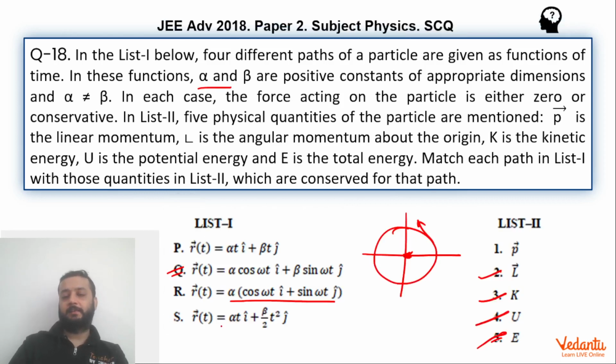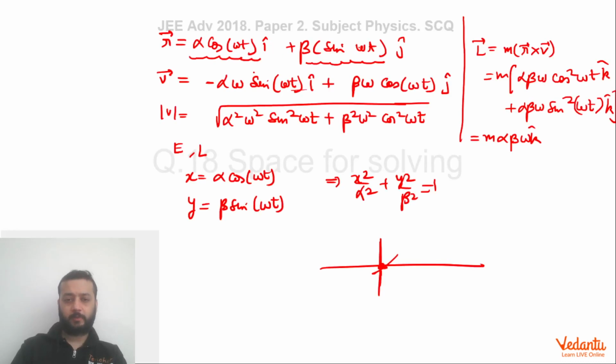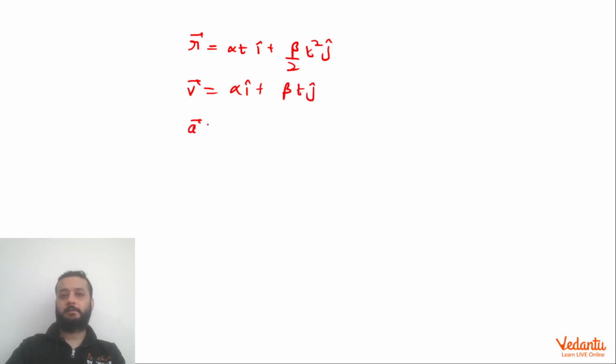Option S, this is parabolic motion. If you observe it carefully, it's like motion under gravity, or motion with constant acceleration. You differentiate this twice, you will see that acceleration becomes constant, which is very easy to see. The motion vector is alpha t i cap plus beta by 2 t square j cap. So we can see that velocity is nothing but alpha i cap plus beta t j cap, and acceleration is beta j cap.